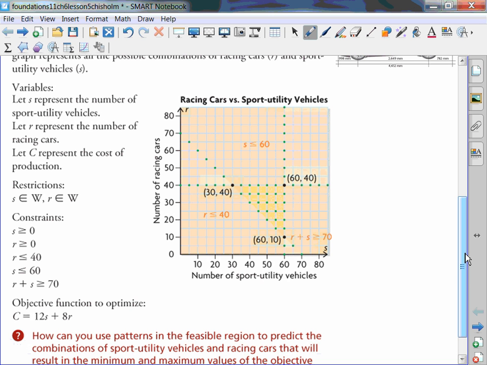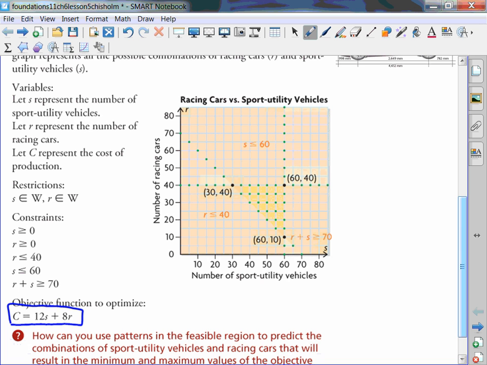Step 4 was the objective function to optimize. That had to do with the total cost. We know that it's $12 for a sport utility vehicle and $8 for a racing car. So the total cost will be $12 per sport utility vehicle plus $8 per racing car.